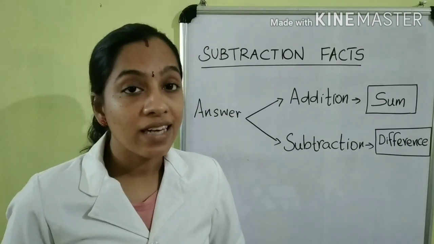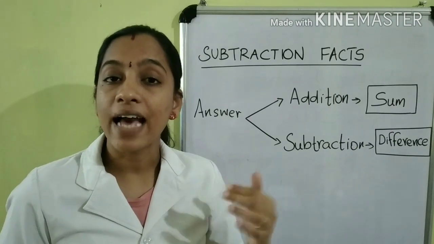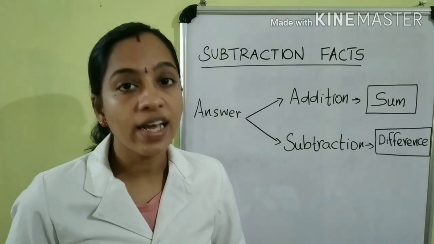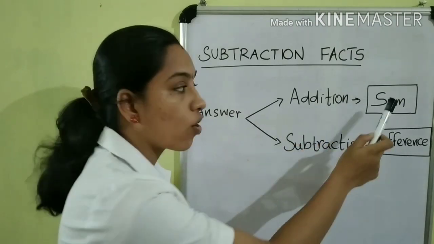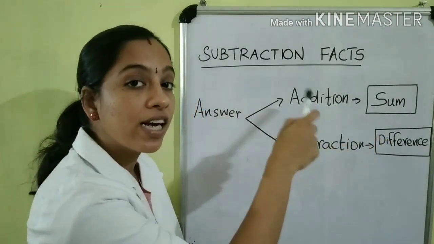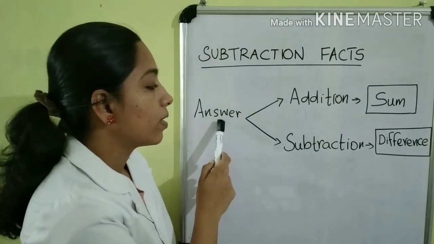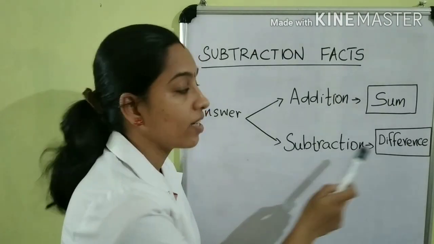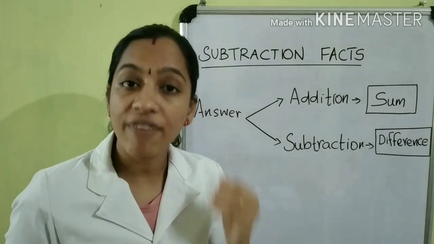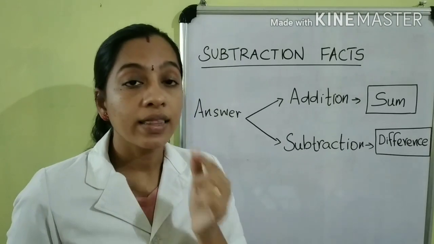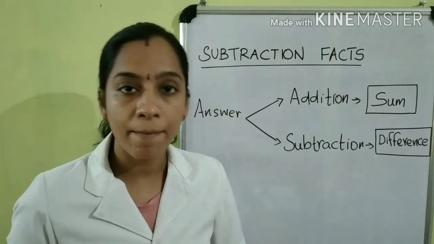We know the answer of addition is called sum. Like the answer of subtraction is called difference. See, the answer of addition is called sum. We have learned this in our last chapter, isn't it? The answer of subtraction is called difference. So, the subtraction fact is all about the difference between the numbers to form the given number.